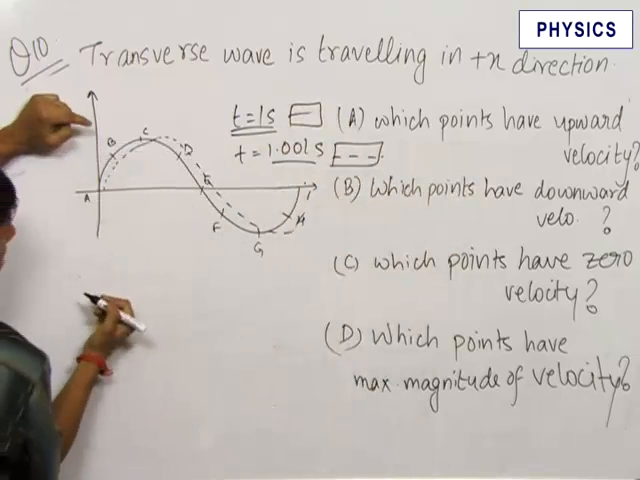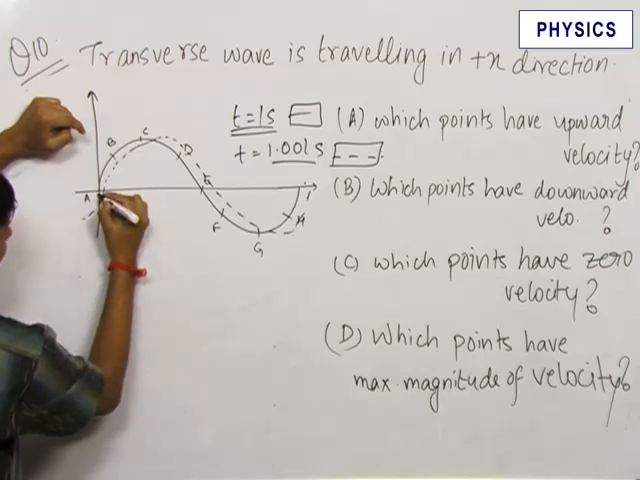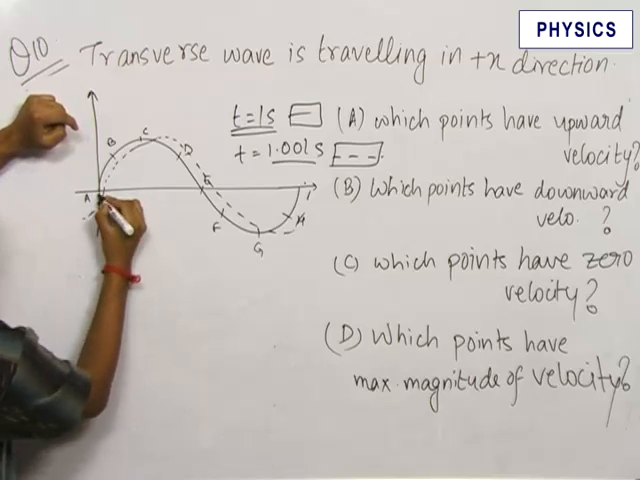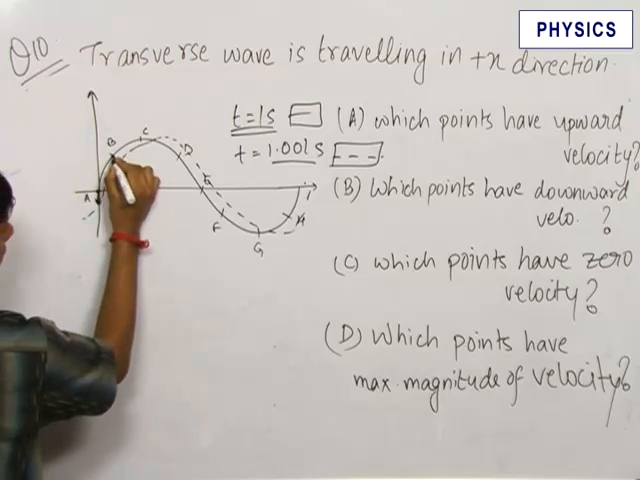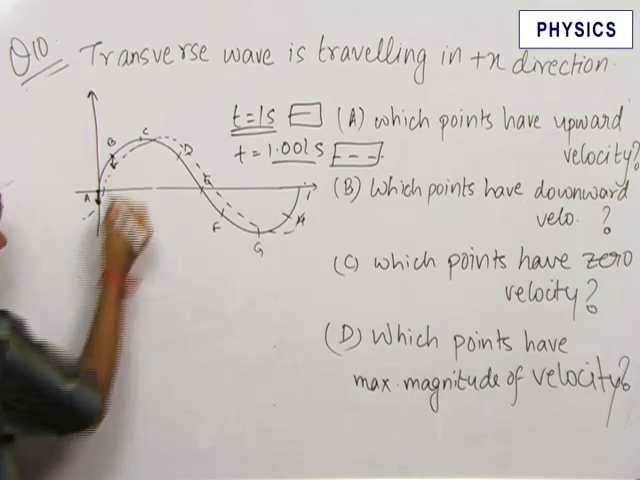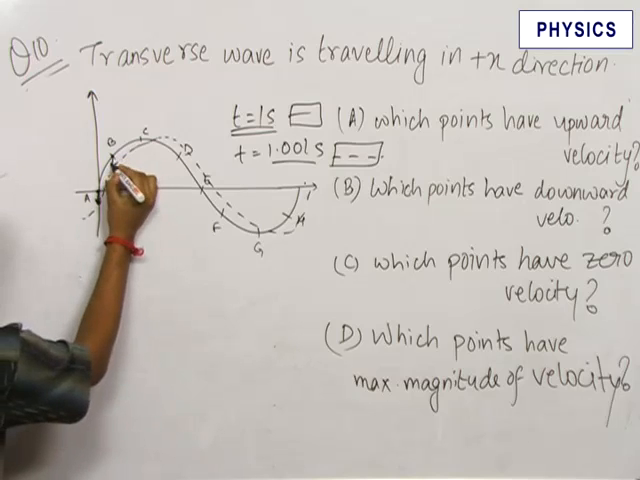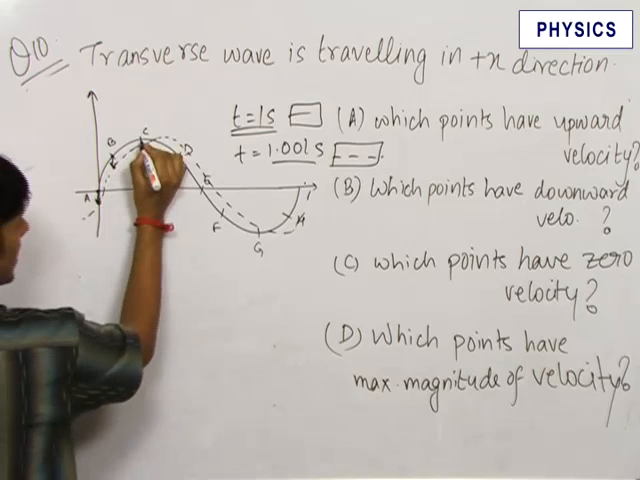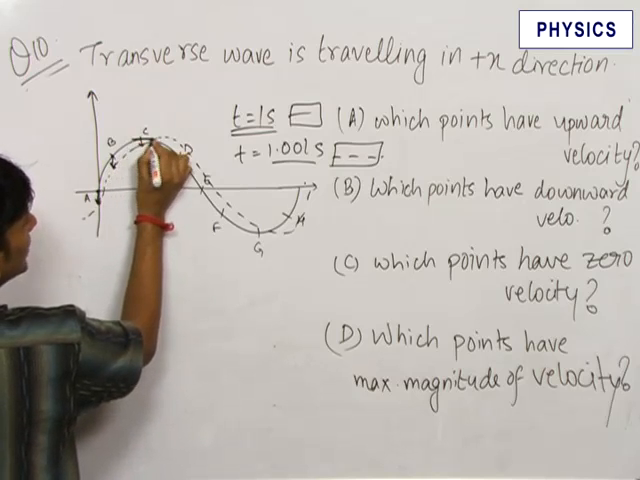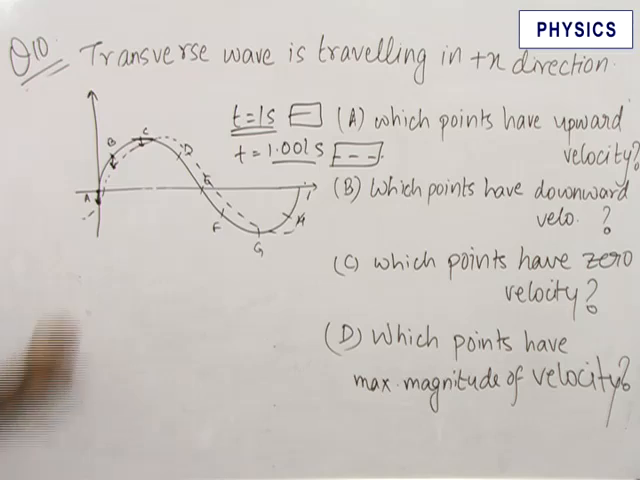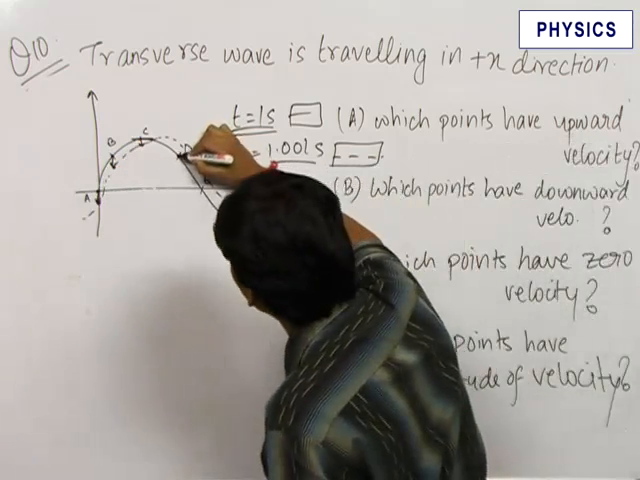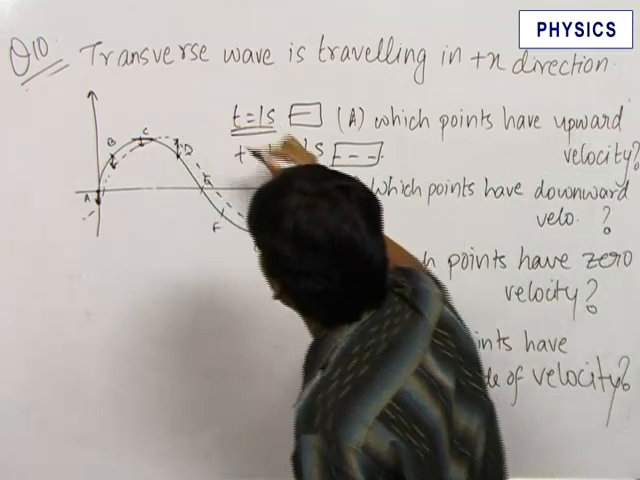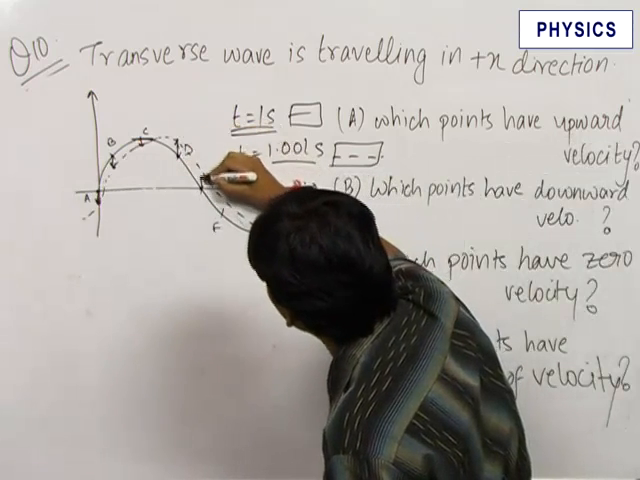In just the next time instant, point A has gone downwards over here. Therefore, this must have had negative velocity, that is the velocity in the downward direction. Similarly for point B, since it has come downward in the just next instant, it must be having a velocity in the downward direction. Same goes for point C, but point C is at its extreme position, therefore it has a velocity of 0.